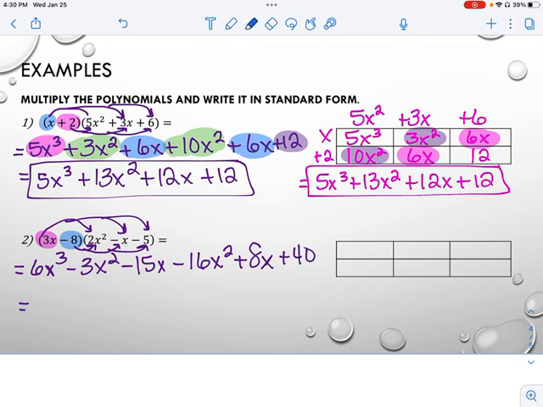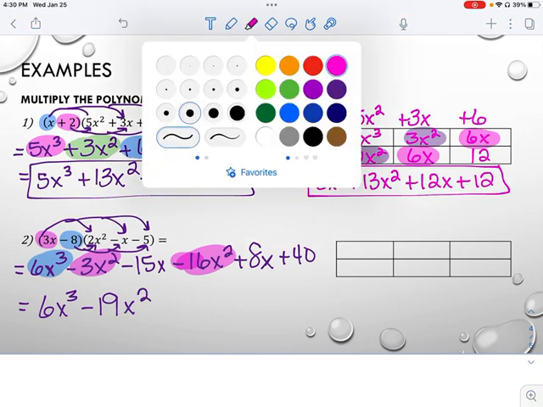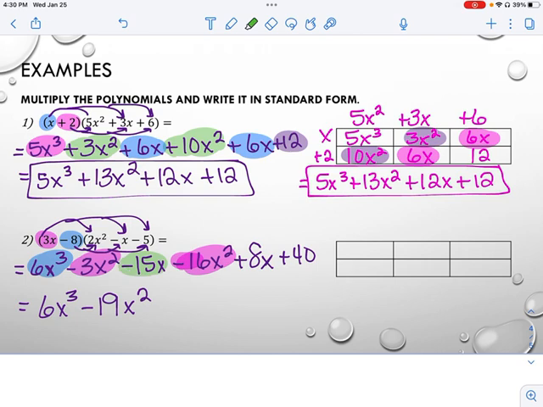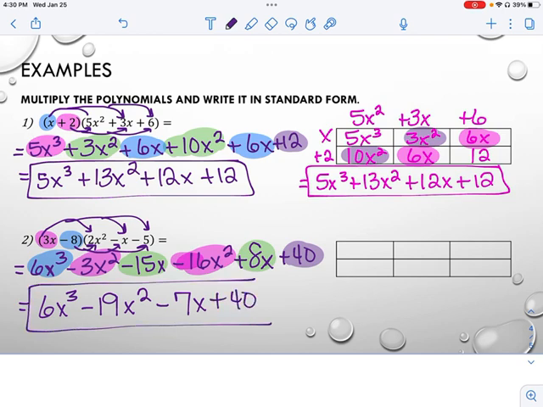Now we look for like terms, so I'm going to start with my 6x to the third. Nothing is alike to it. Then I look for anything else. I have x squareds, so I have a negative 16 and I have a negative 3, so that's going to give me a negative 19x squared. Then I look for my x's. I have a negative 15 and a positive 8, so that's going to give me a negative 7x. And then my final one here, I've got a positive 40, nothing alike to it, so it would give me plus 40. And I would have it written in standard form, and I've collected all the like terms.